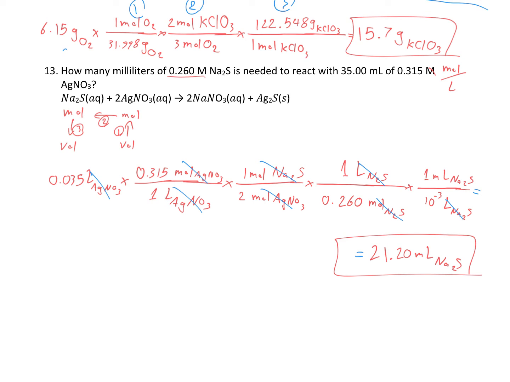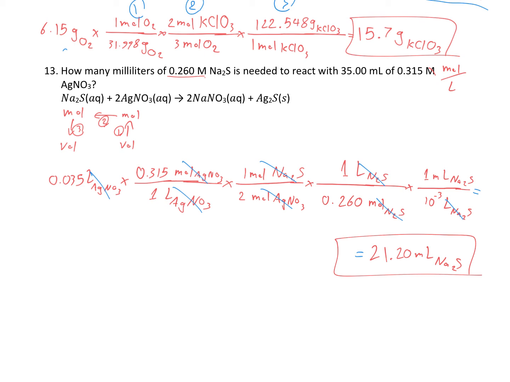Okay, so let's read the question. How many milliliter of 0.26 molar sodium sulfide, Na2S, is needed to react with 35 milliliter of 0.31 molar silver nitrate? So we have the volume of silver nitrate, and the question is asking about the volume of sodium sulfide.